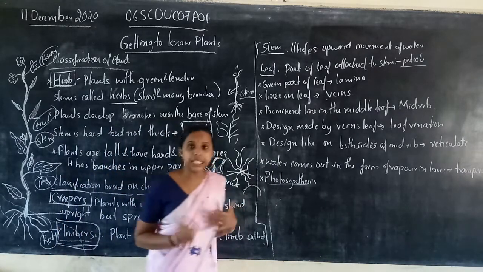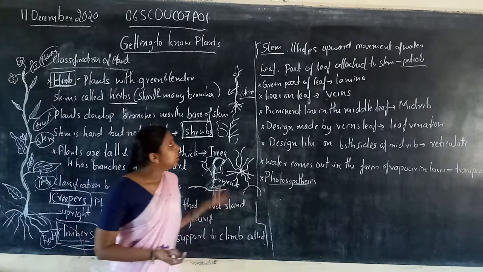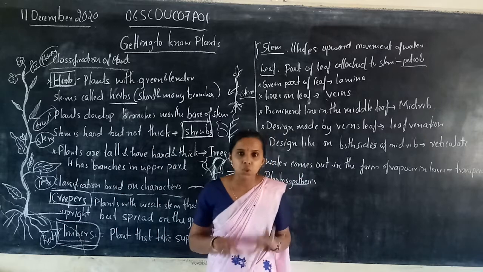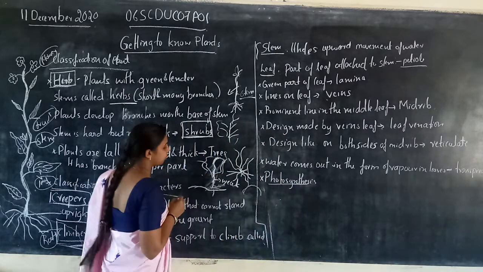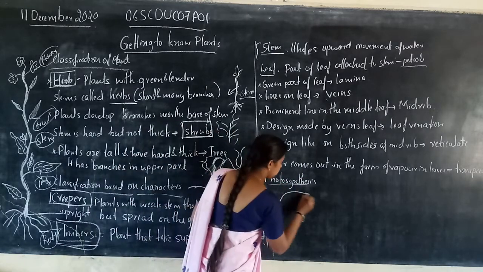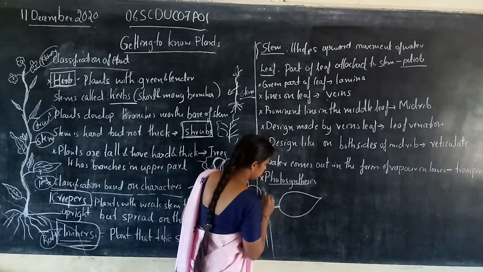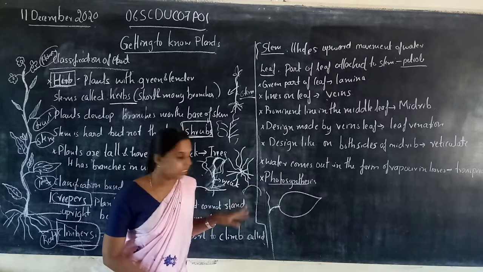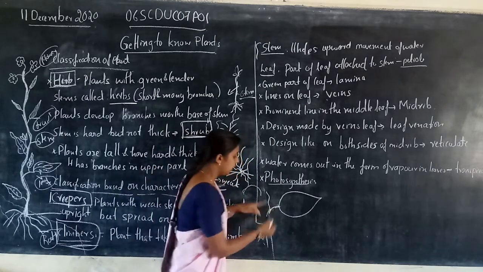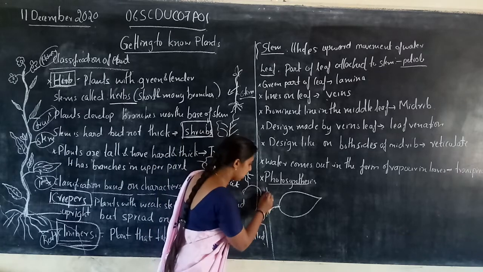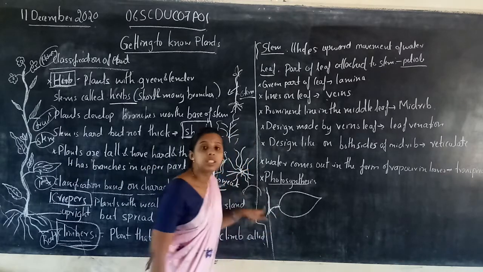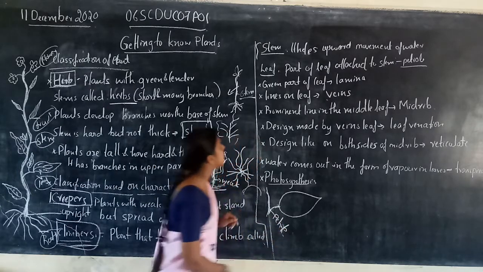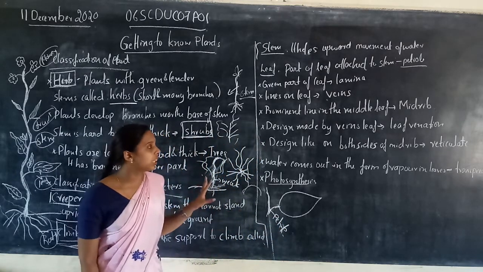Next, move on to the leaf. What is the leaf? This is a leaf. See some definitions about the leaf. The part of the leaf attached to the stem we call a petiole. Petiole. Next, the green part of the leaf is called lamina.